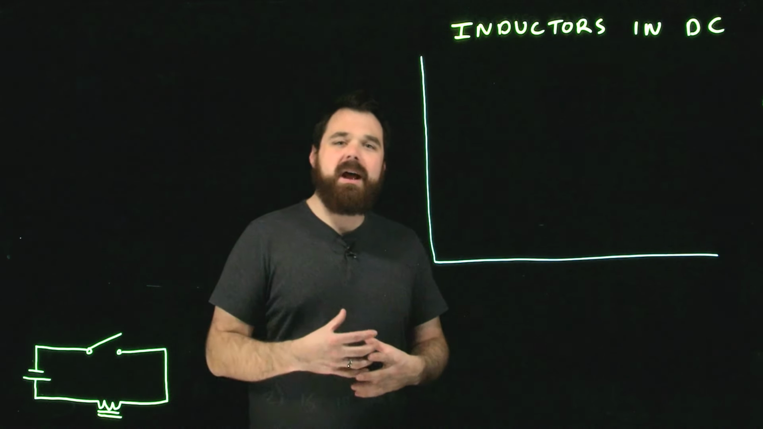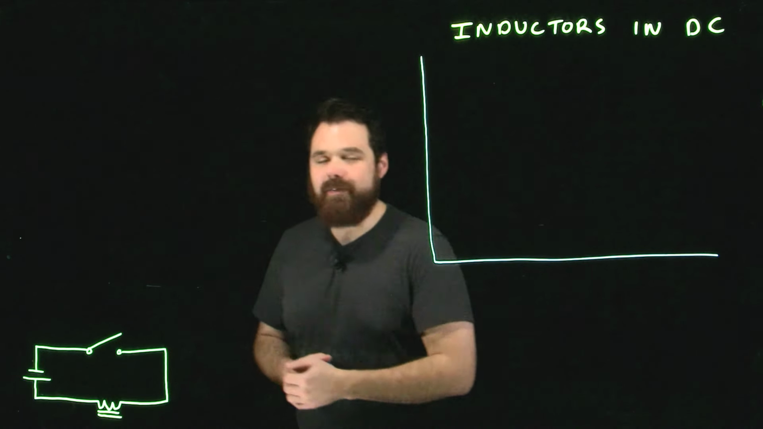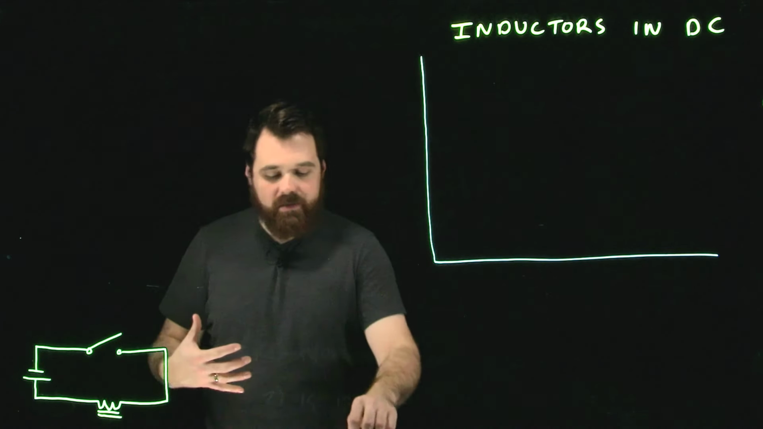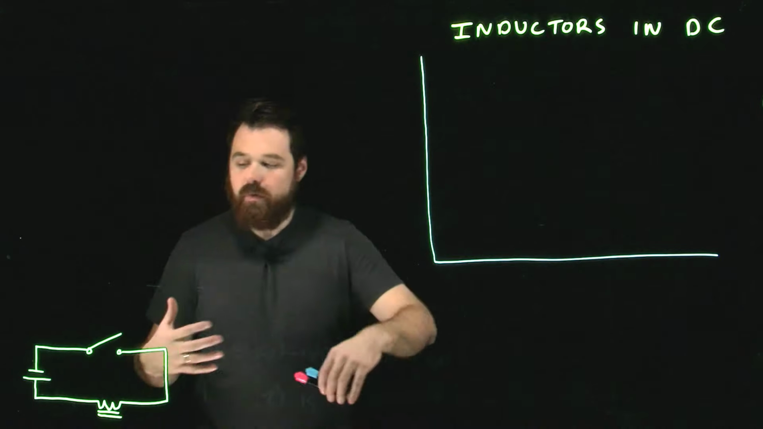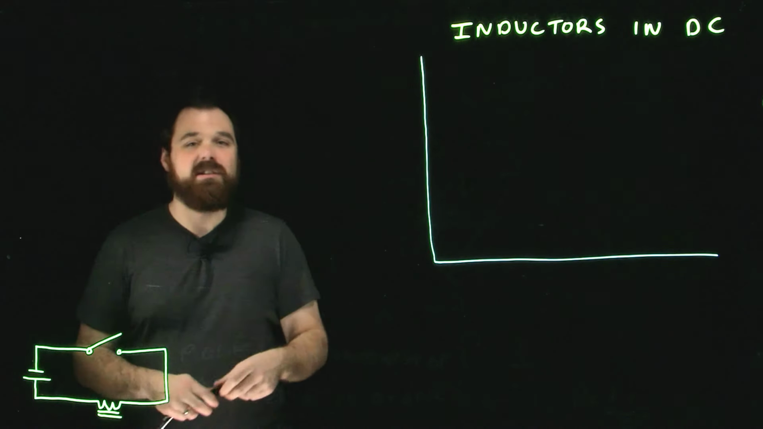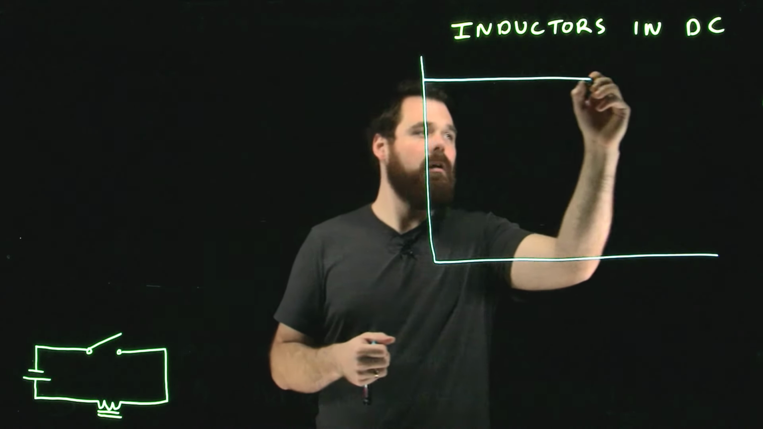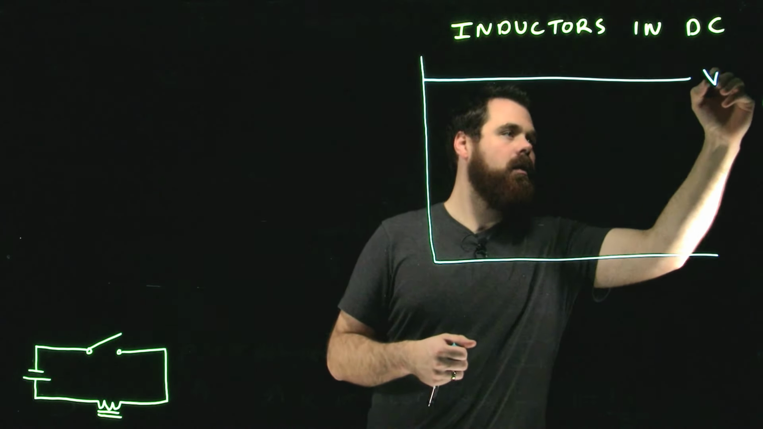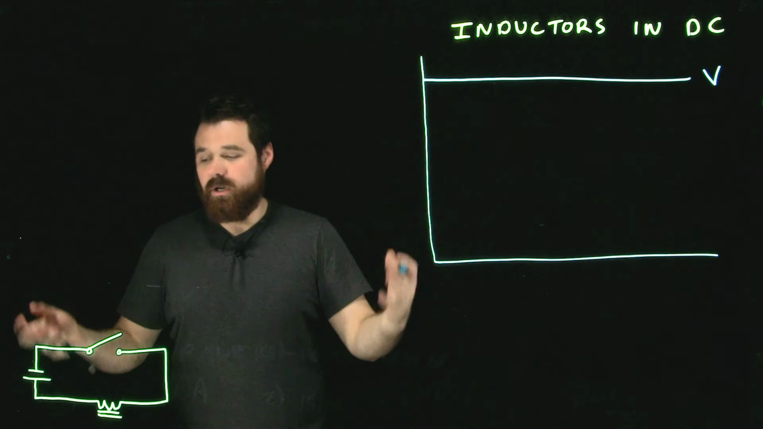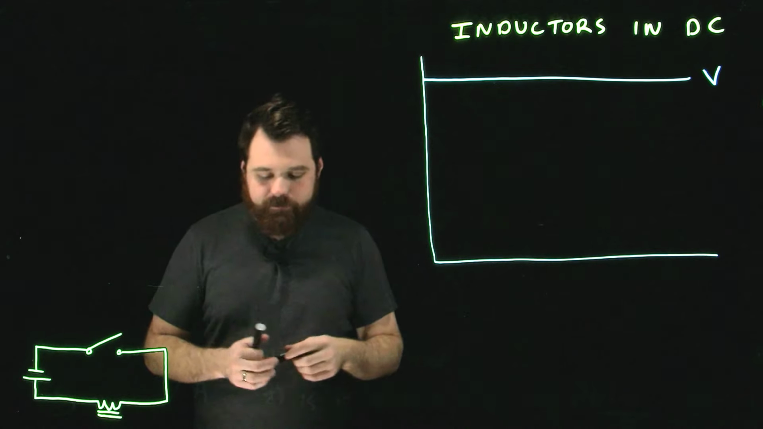I want to talk today about what happens when we take an inductor and hook it up into a DC circuit, kind of like what we have here. What would happen in this DC circuit is when we close this switch, our DC voltage would start immediately. So we would get voltage, right? Close the switch, there's 24 volts or whatever it may be flowing in the circuit.